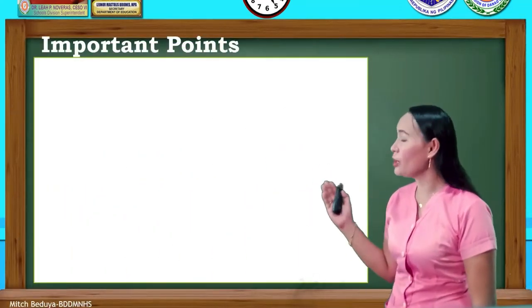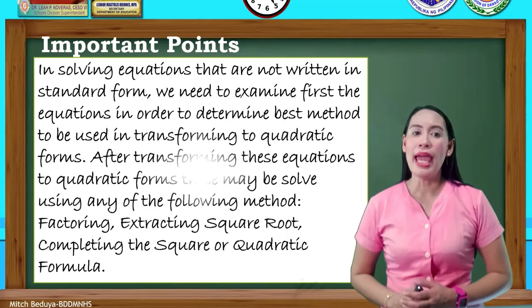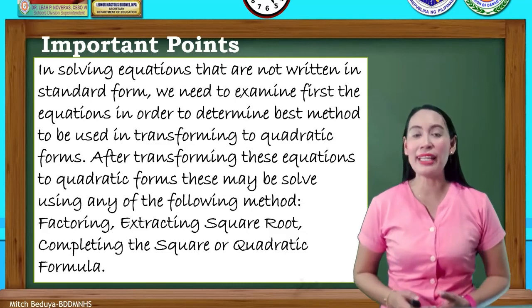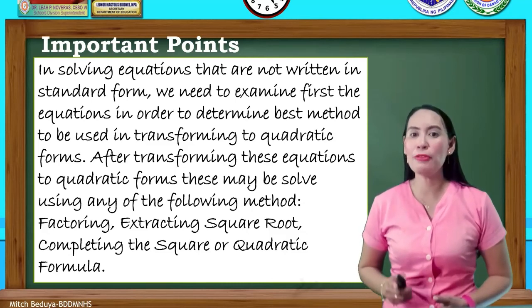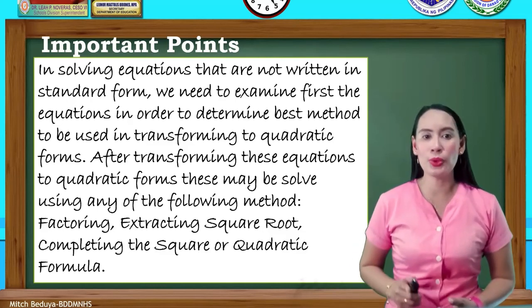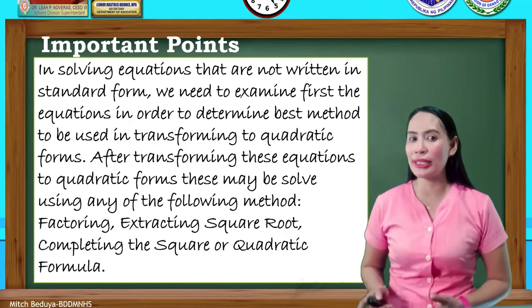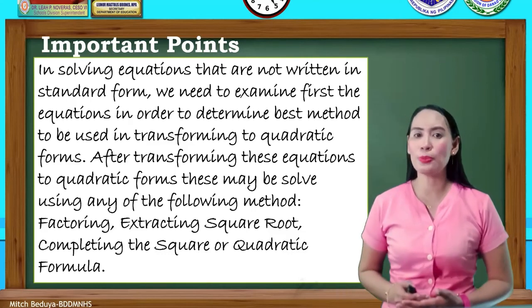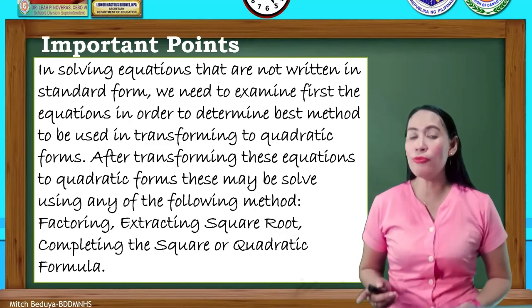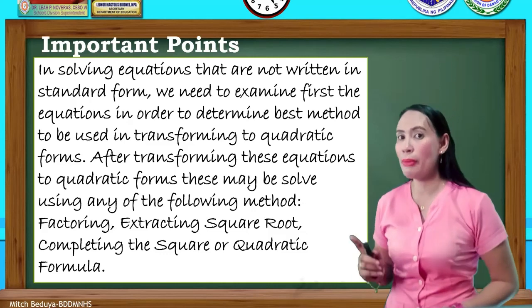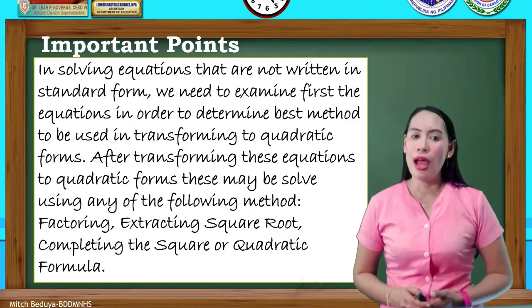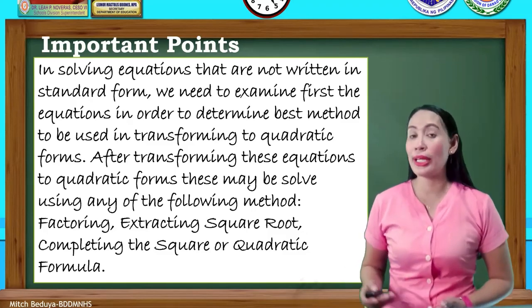Here are some important points to remember. Number 1. In solving equations that are not written in standard form, we need to examine first the equations in order to determine the best method to be used in transforming to quadratic form. After transforming these equations to quadratic form, they may be solved using any of the following methods: factoring, extracting square root, completing the square, or quadratic formula.